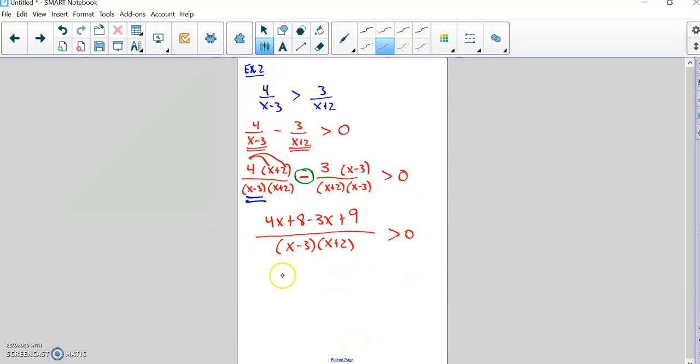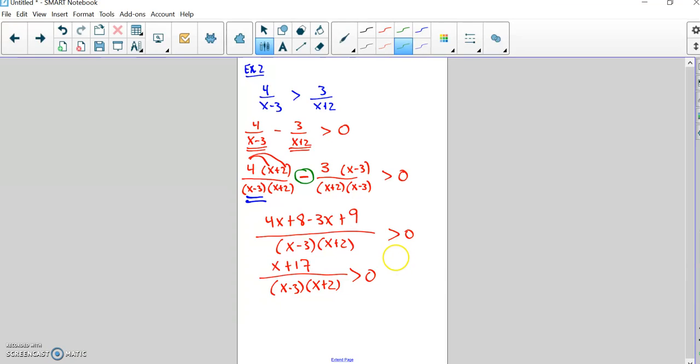When I look at the resulting fraction, I'm going to keep the denominator the same as I have been. But up on the top there are some like terms that I need to combine. So 4x minus 3x gives me a 1x, and then 8 plus 9 is 17. So when I'm done with this step, here's what I've got: x plus 17 divided by x minus 3 times x plus 2.